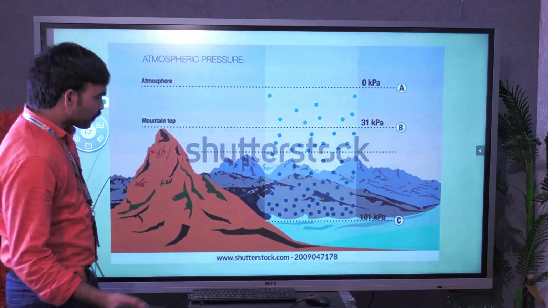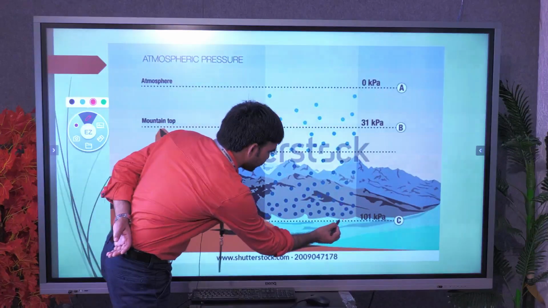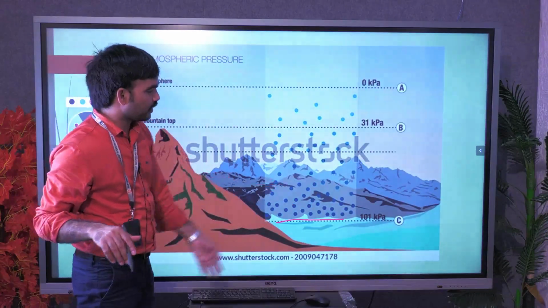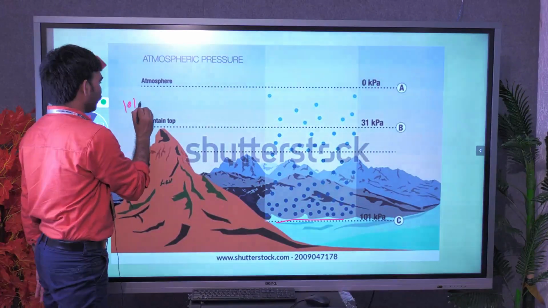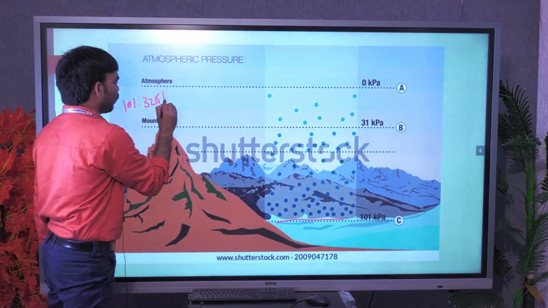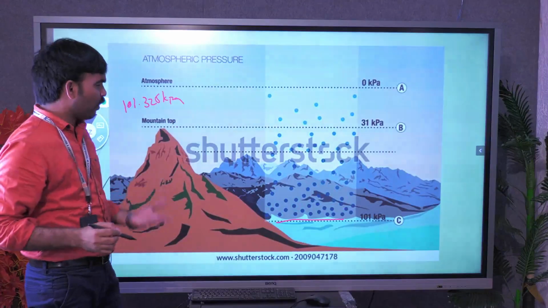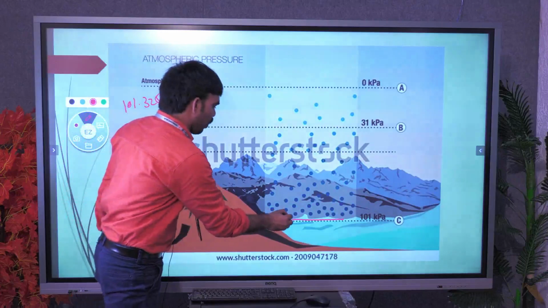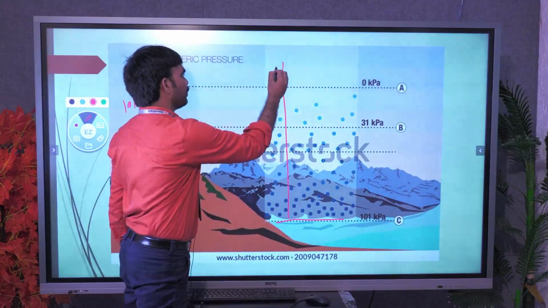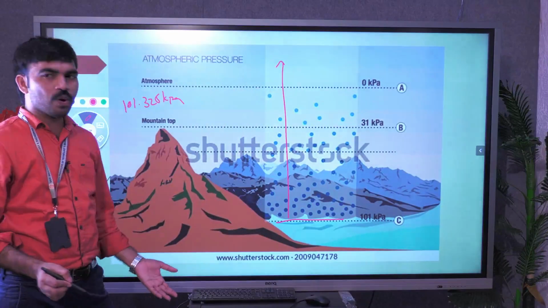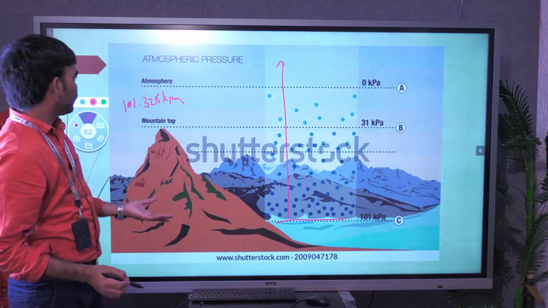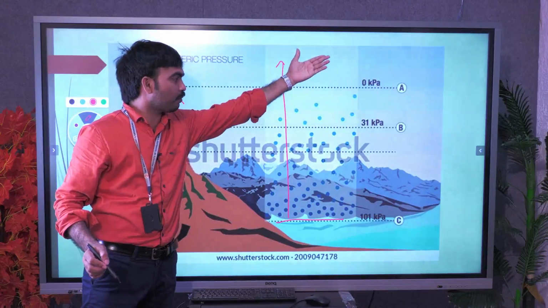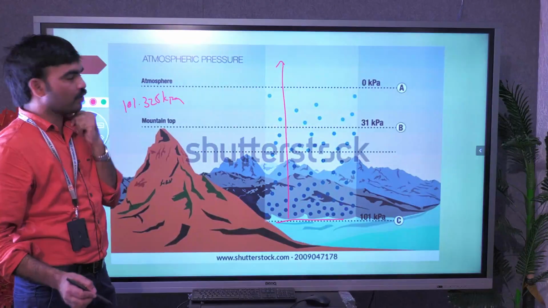Okay. Now, this is a very important observation. We already discussed, right? This is the atmospheric pressure. The atmospheric pressure surrounds us, so that is 101.325 kilopascals. But what will happen if you go up? If I go up, the atmospheric pressure will reduce. See, at the mountain top here it is showing 31 kilopascals. At some point above the ground it is 0 kilopascals.